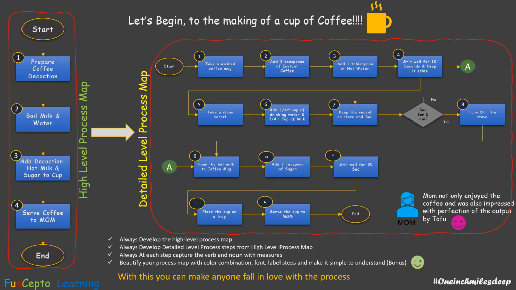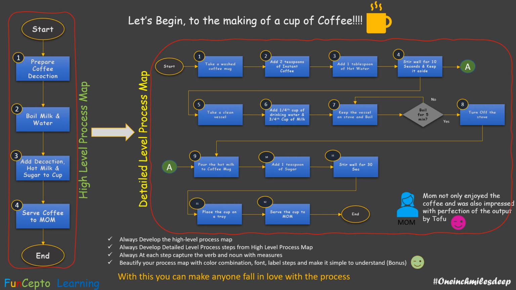Always at each step capture the verb noun with measures. If I say the verb, it usually means action. What should I do? You know, what, take, clean, right? Pour, boil. So these are actions, right? And what is a noun? It talks about water, milk. What should I pour? What should I heat? What should I stir? So it talks about those nouns. So ensure that there is a combination along with how much measure: 1/4 cup of milk, 3/4 cup of milk, 1 tablespoon of sugar, 2 teaspoons of hot coffee, and so on, right? That's the measure. So capture verb, noun with measures.